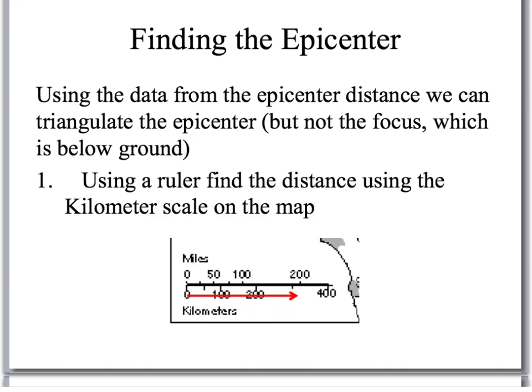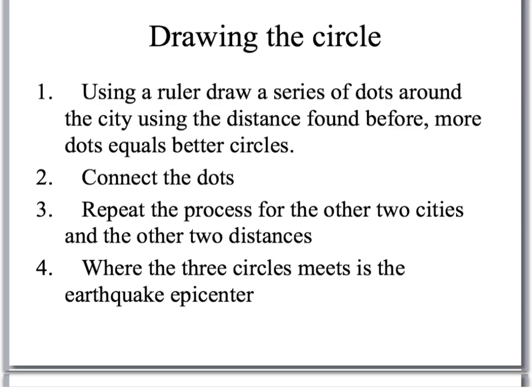You're going to then use this distance to trace a circle all the way around your location. So using a ruler, draw a series of dots around your city at a distance prescribed by the map key. Once you've done that, then connect the dots. And you're going to repeat this process for the 2 other cities. Where the 3 circles meet, that will be the earthquake epicenter.